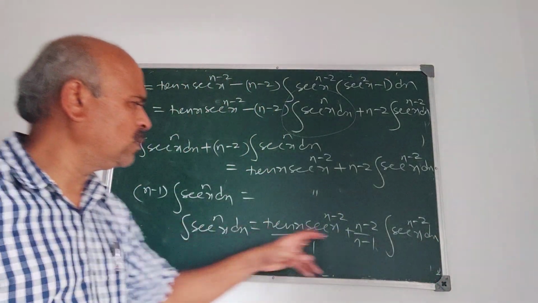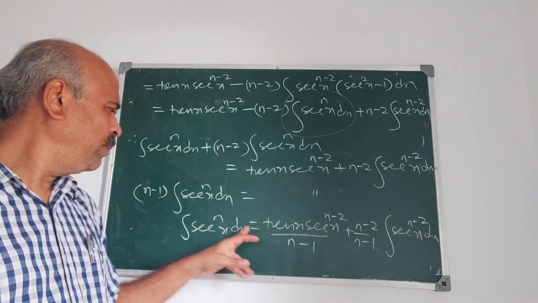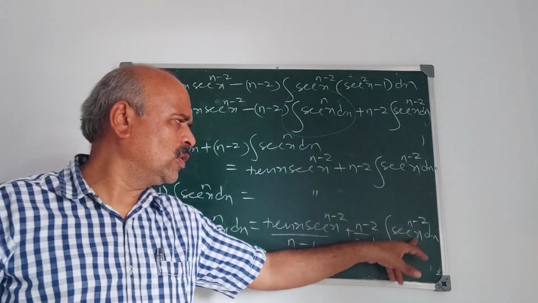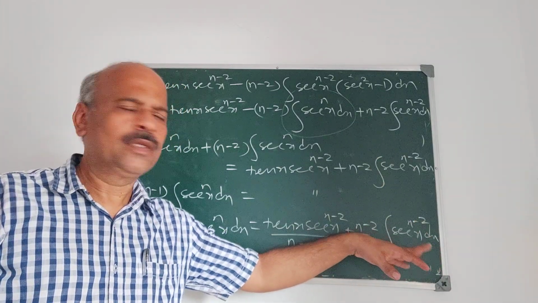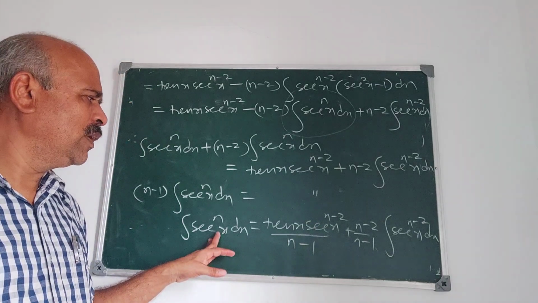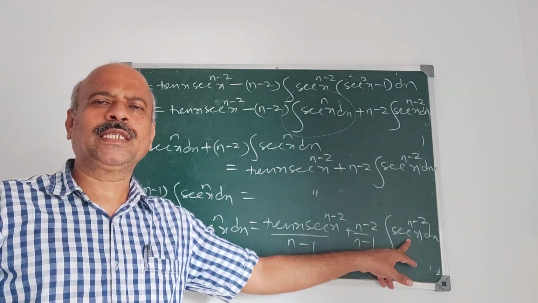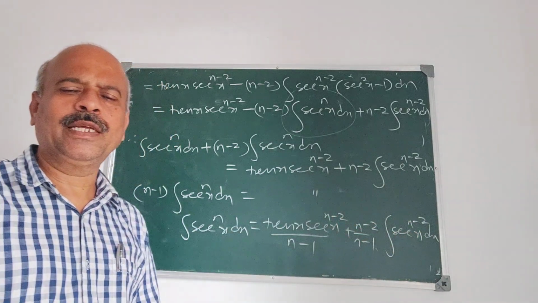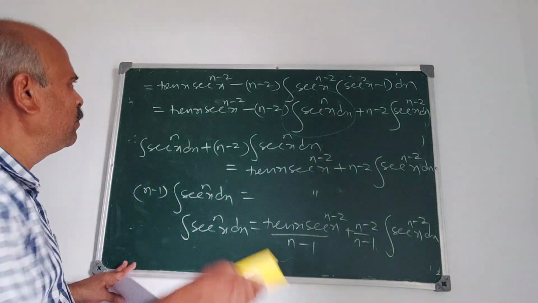Now this serves as a reduction formula. Why is it a reduction formula? Because it expresses sec x raised to n in terms of n minus 2 degree less. So the integral of the given function is expressed in terms of simple sec x raised to n minus 2, degree less. Therefore this serves as a reduction formula. I think you followed the derivation.